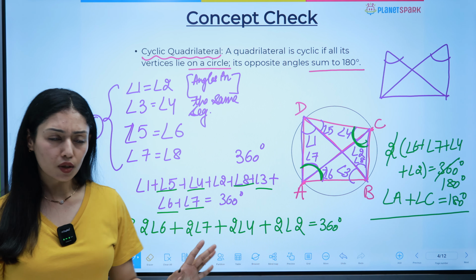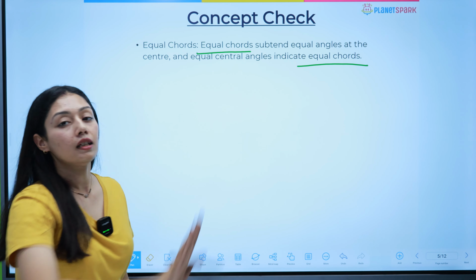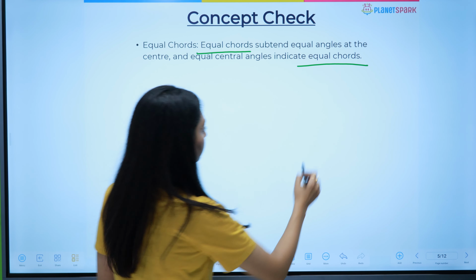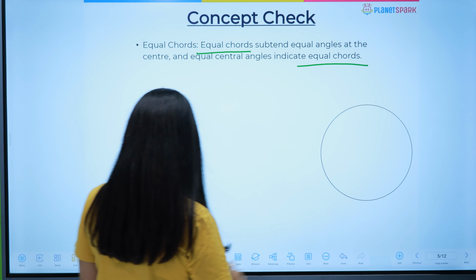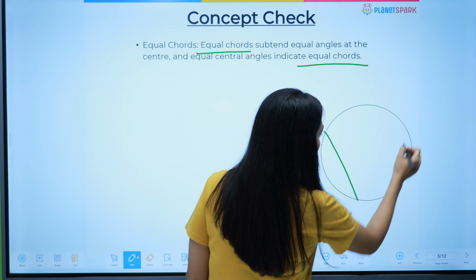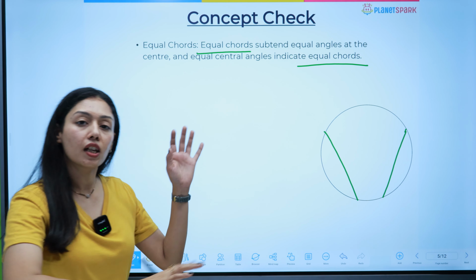Next one, equal chords. Equal chords subtend equal angles at the center, and equal central angles indicate equal chords, right? So this is a theorem and the converse of it. So let's take a circle again. Then we have two equal chords here. Let's say these are the chords for us. Now, you can take the chords anywhere in the circle.